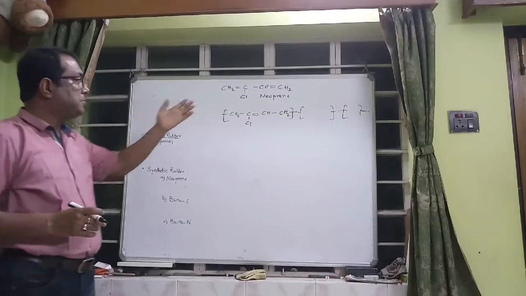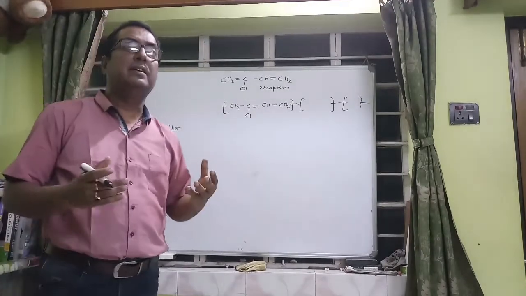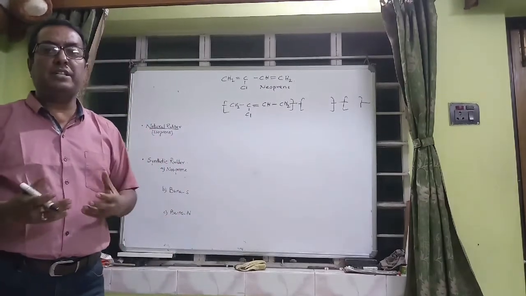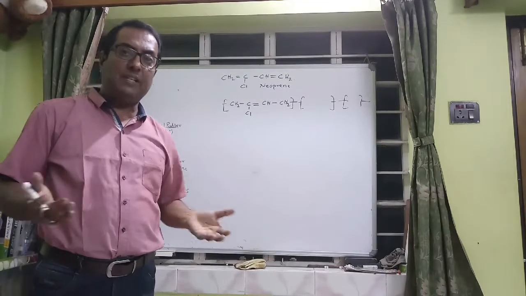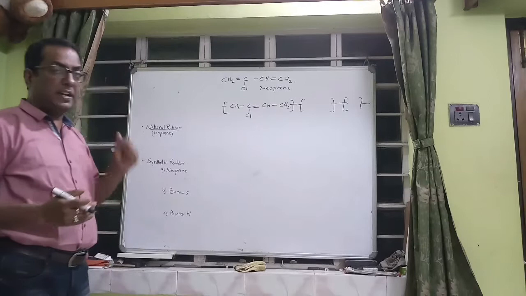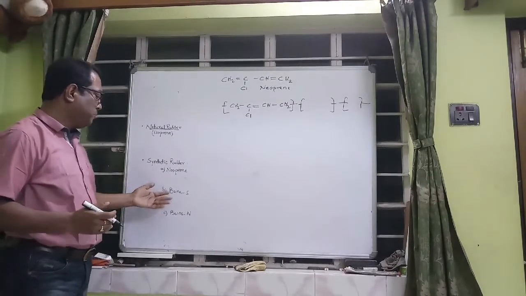So hopefully you understood, student. Neoprene is very useful because it can be used in making the gaskets, you can use it in making the oil containers, petrol tank liners. All these are being used with this neoprene, and it is resistance to corrosion. We'll go to Buna S.